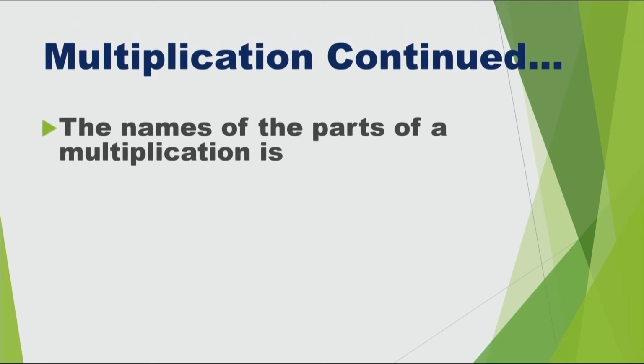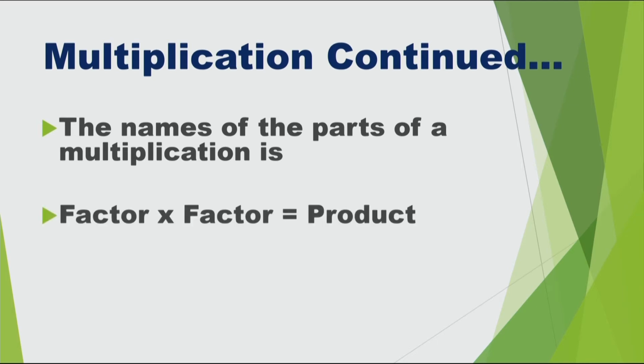So we continue with multiplication. The names of the parts of a multiplication: a number you multiply by is a factor. Multiplying factors gives you an answer called the product. And the symbol is the one that you see on your screen.